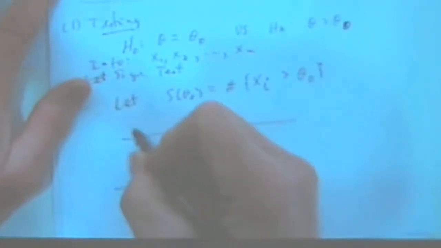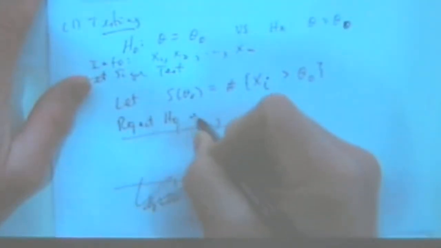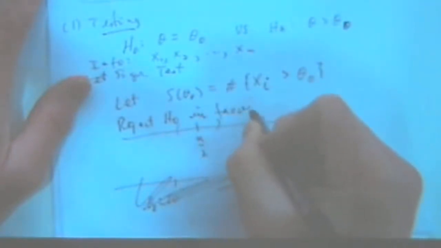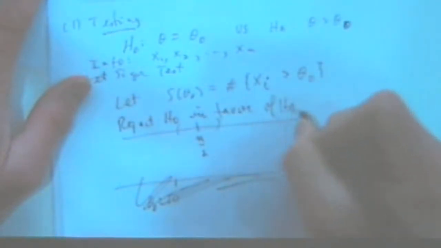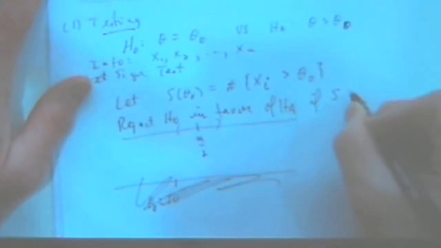So you're going to reject H naught in favor of HA. If that's too long, you might just shorten this. Okay.